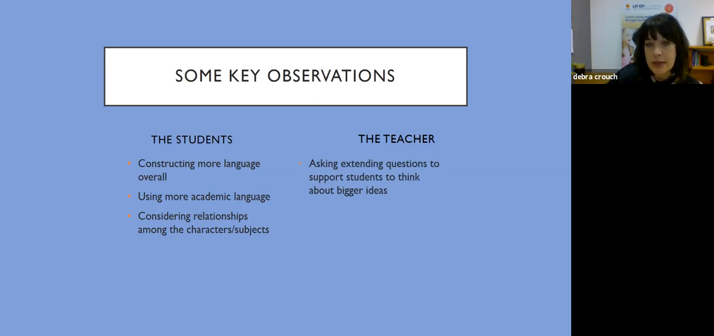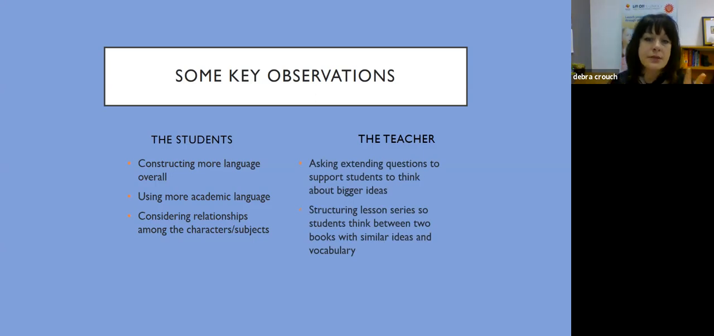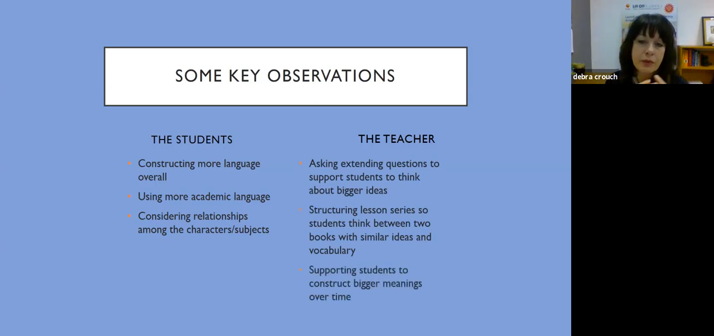about bigger ideas, and structuring that lesson series so that they have the opportunity to think between two books that they've already seen independently in guided reading, and talk about some of the similar ideas and vocabulary that cross those books, because that's the way I'm going to support the students to construct bigger meanings over time.